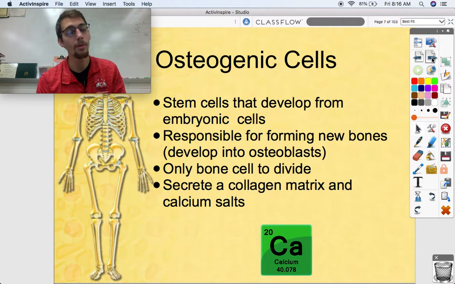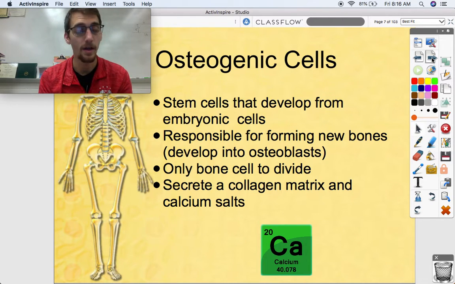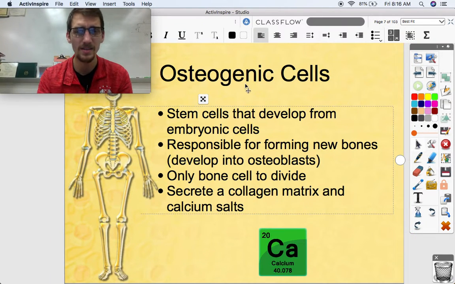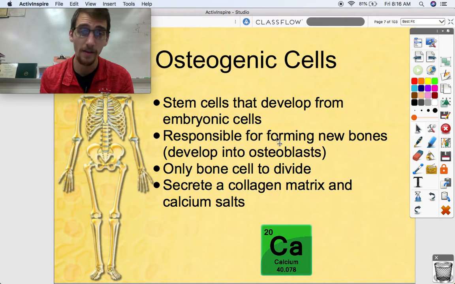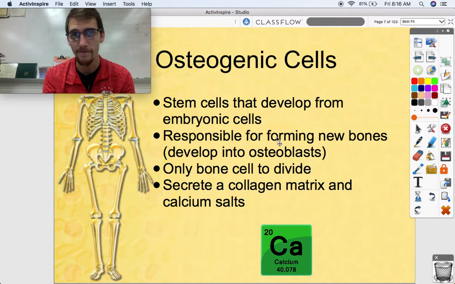Osteogenic cells are what we refer to as stem cells that develop from embryonic cells. So stem cells, long story short, are basically cells that are not specialized yet, or they don't have one specific function in the human body just yet. As they mature and develop, they become more specialized so that they can serve that one function, right? Form meets function, once again. Osteogenic cells are responsible for forming new bones, and they develop into osteoblasts, which are another type of bone cell that we're going to talk about later on. That's the mature version of these cells.